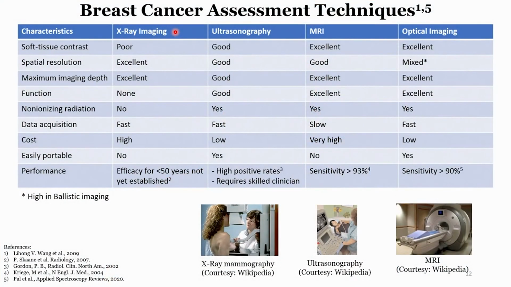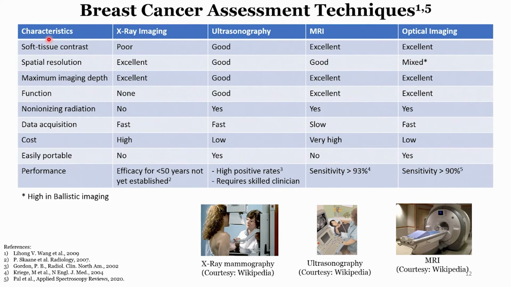So, let us now go forward to see the different types of techniques, other than histopathology, that we use to diagnose breast cancer. As you can see on the screen, there are different techniques. The first one is X-ray imaging, second is ultrasonography, third is MRI, that is magnetic resonance imaging, and finally optical imaging. In today's course, we will talk about optical imaging.